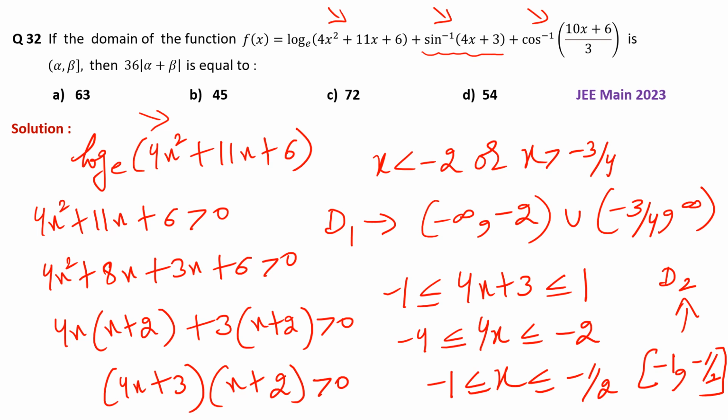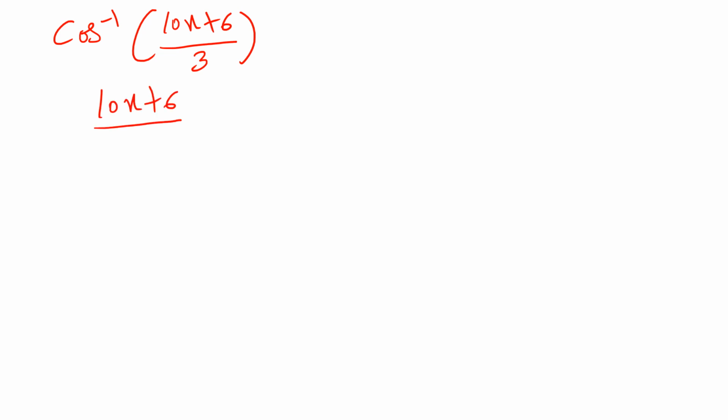Now students, we will move towards the last part of the function, that is cos inverse of 10x plus 6 divided by 3. Now to find the domain of this particular part, we will refer to the domain of cos inverse x. We know that the domain of cos inverse x is closed minus 1 to 1. So that means 10x plus 6 divided upon 3 will lie between closed minus 1 to 1. That means it will be greater than or equal to minus 1 and less than or equal to 1.